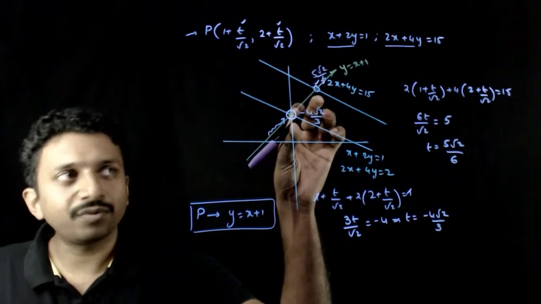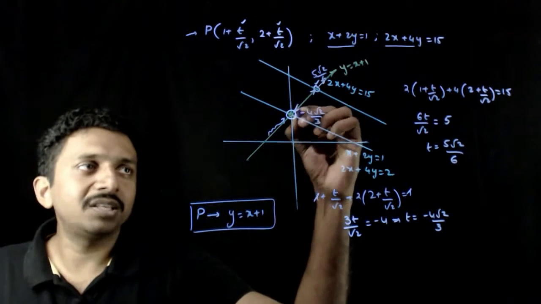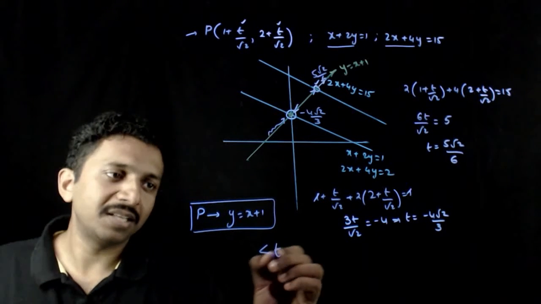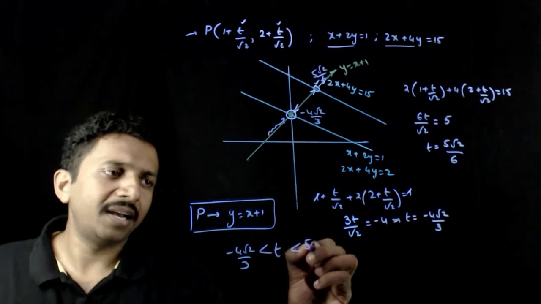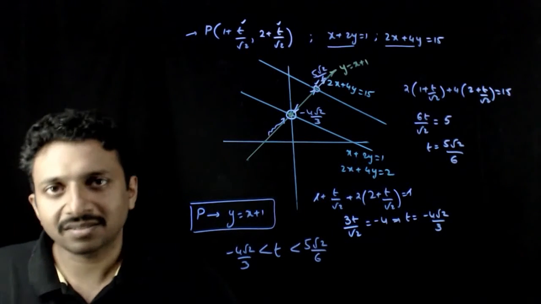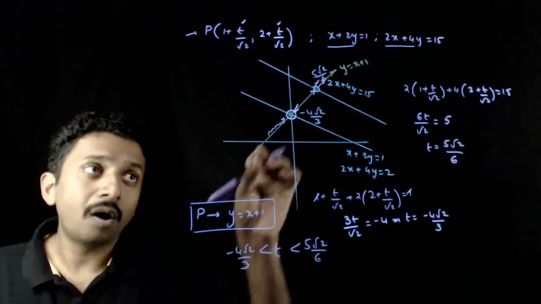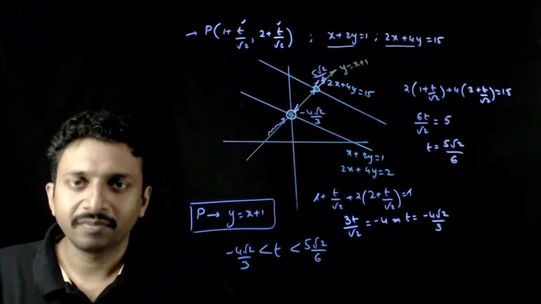At t equal to -4√2/3, the point lies on the first line. So if the point has to lie in between these two lines, t has to lie somewhere in between these two. So t has to lie between -4√2/3 and 5√2/6. If it has to lie strictly in between, you don't have the equal to. If on or in between, you might use the equal to also. Thank you.